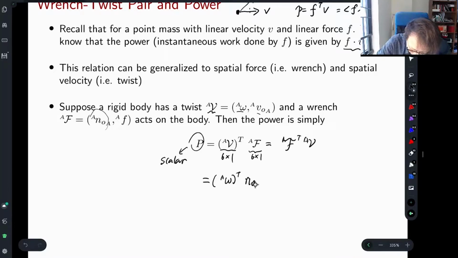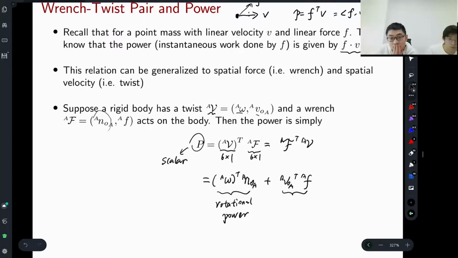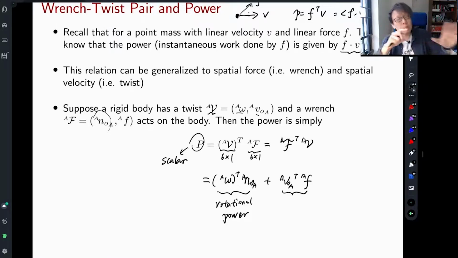This is the moment O_A in A, plus v_OA in A transpose times F_A, okay? This is the linear power, and this is the rotational power. That's just one notation convenience. So the inner product between the spatial wrench and the twist gives you a power, and the power is coordinate independent, frame independent.